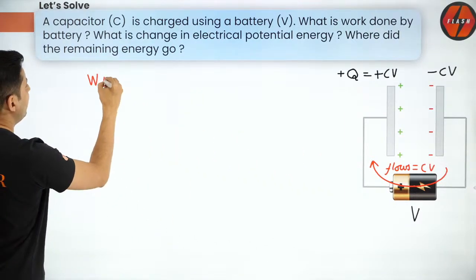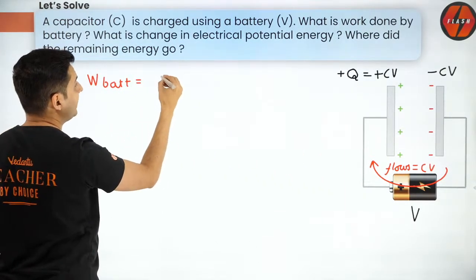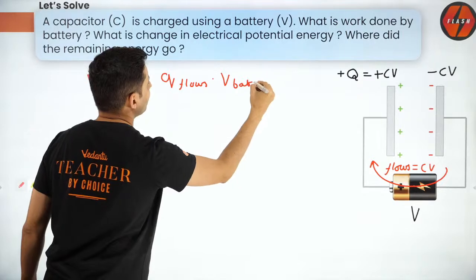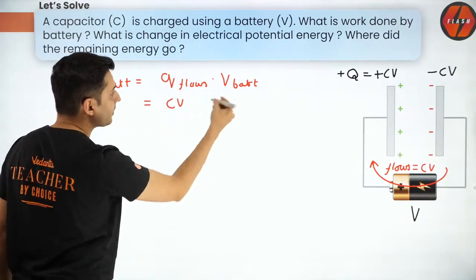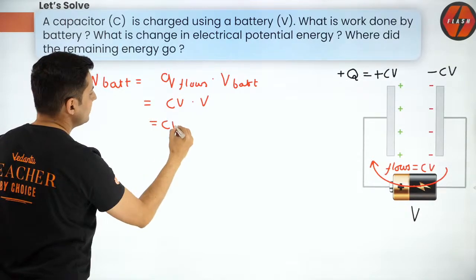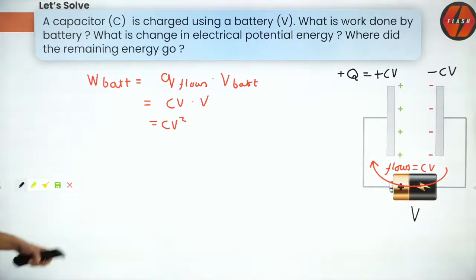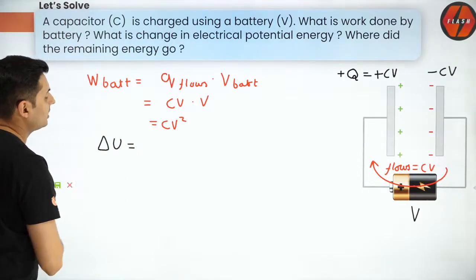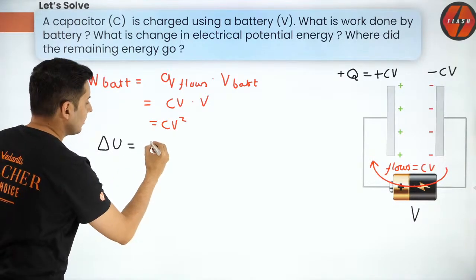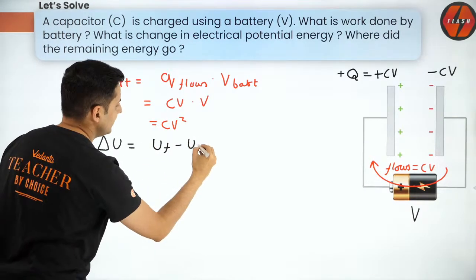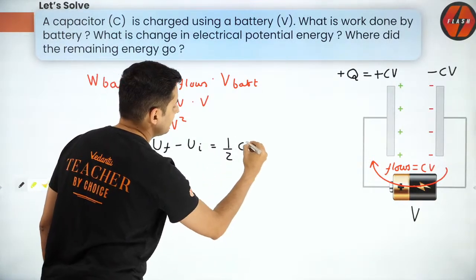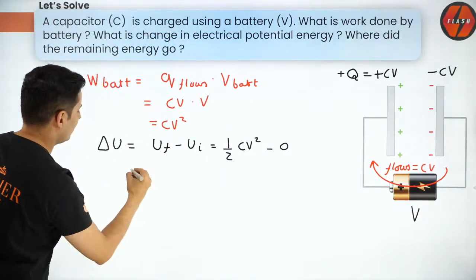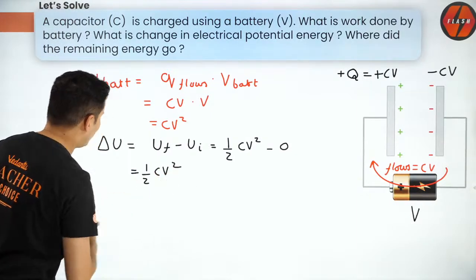Next, what is the work done by the battery? I just told you work done by the battery is the charge which flows multiplied by the potential of the battery. So what is the charge which flows? CV. What is the battery's voltage? V. So it will become CV square. That's one answer, the work done by the battery. Next, the change in the potential energy stored in the capacitor, guys. It will be final minus initial. Final will be half CV square. Initial was 0 because it was not charged. So this answer is just half CV square.